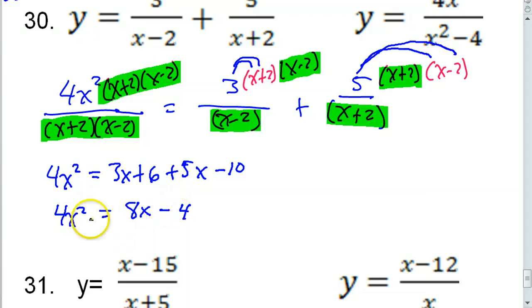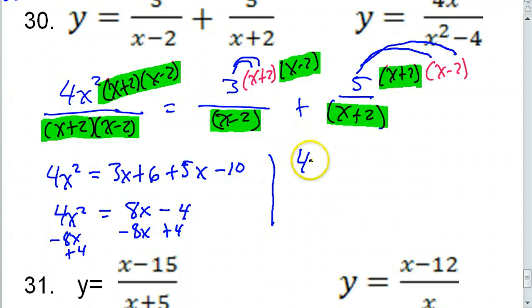Okay, now I need everything on one side, so I can either factor, or what happens if something doesn't factor? Got to do the quadratic formula. I'm pretty sure there's going to be one that requires a quadratic formula. It might not be this one, but be prepared to use the quadratic formula if something doesn't factor and you're trying to solve. Okay, so I'm going to subtract 8x from both sides, and add 4 to both sides. Basically, I'm moving the 8x and the negative 4 over to the left. So this is going to become 4x squared minus 8x plus 4 is equal to 0.